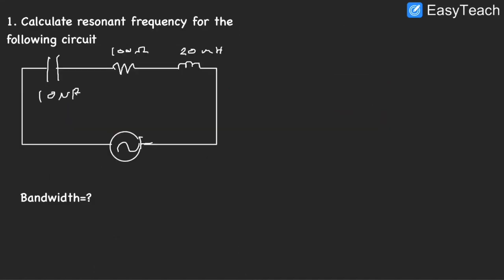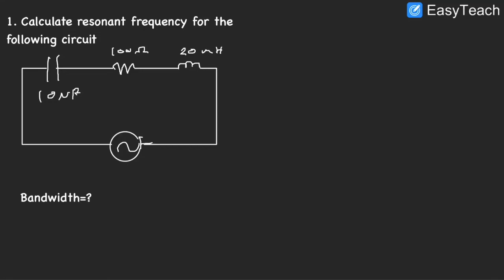Okay, so my first problem says I need to find the resonant frequency for this circuit. It's a series resonance circuit, and I need to find the bandwidth. So I have a 10 microfarad capacitor, a 100 ohm resistor, and a 20 millihenry inductor. So it's quite simply a substitution problem.